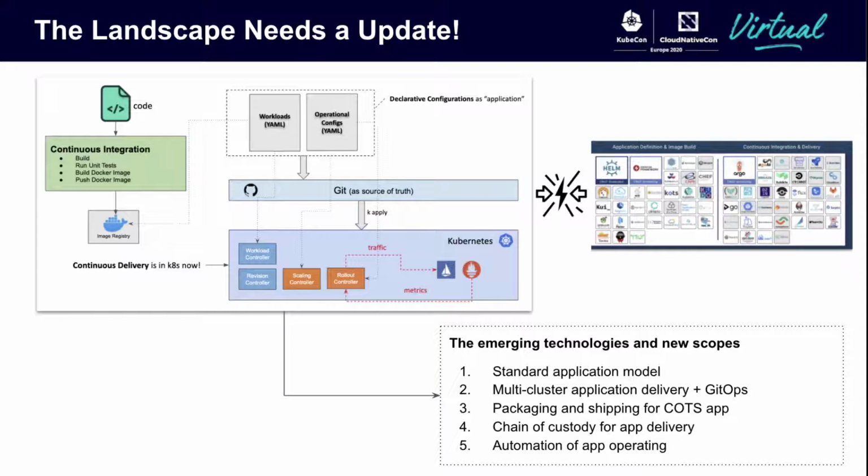This application delivery workflow, which includes GitOps and declarative API, Kubernetes, and the controller pattern at its heart, is very different from traditional CI/CD pipelines. It also created more emerging technologies and new scopes in this era. It's also another reason that we need to update the CNCF landscape regarding application delivery, because we definitely want to include these emerging efforts as part of the landscape of application delivery we're talking about.